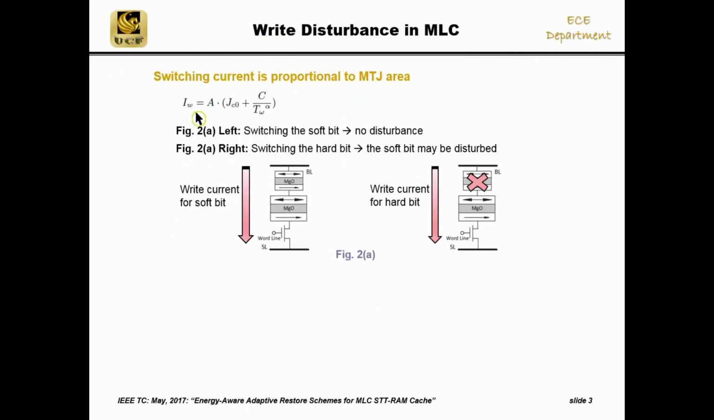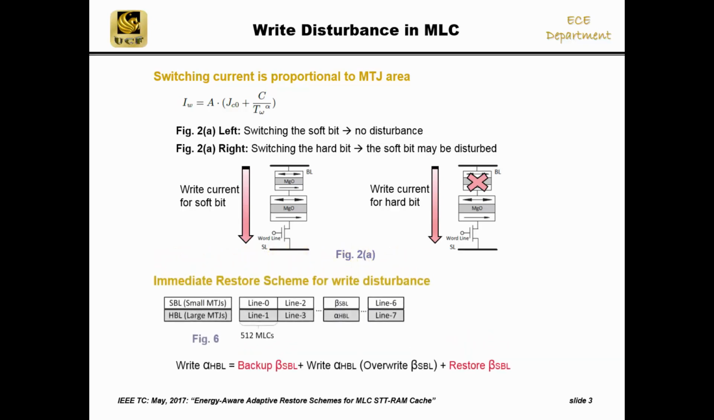During a write operation, the switching current I sub W is proportional to the MTJ area A. Thus, the write current for the soft bit will not disturb the hard bit, as shown in the left half of the figure. However, the magnitude of the write current necessary to update the hard bit may inadvertently flip the soft bit. This vulnerability to the soft bit when a hard bit write occurs is commonly referred to as a write disturbance in MLC.